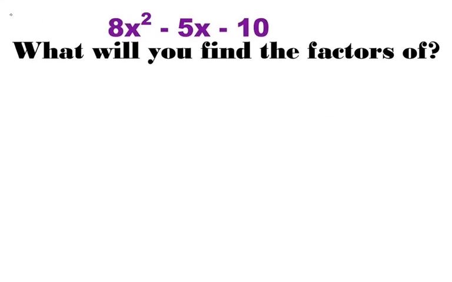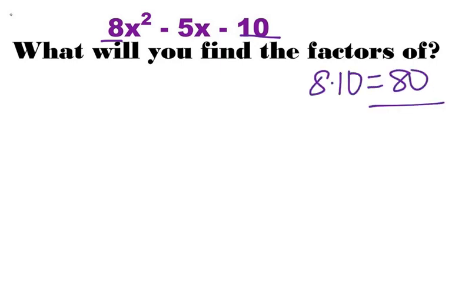So if you look at this one, you look and see, can you pull anything out? 8, 5, and 10 have nothing in common. So this is going to be one of the long ones. What will you find the factors of? Remember, you take the number at the front and you multiply it by the number at the end. So 8 times 10 is 80.